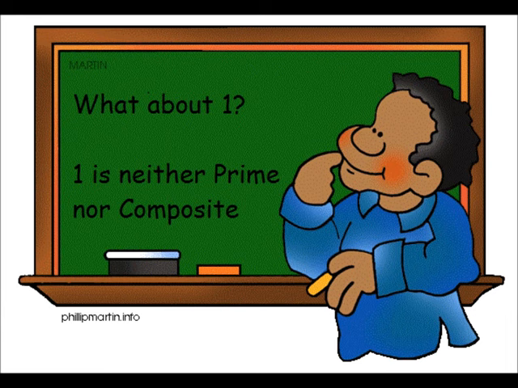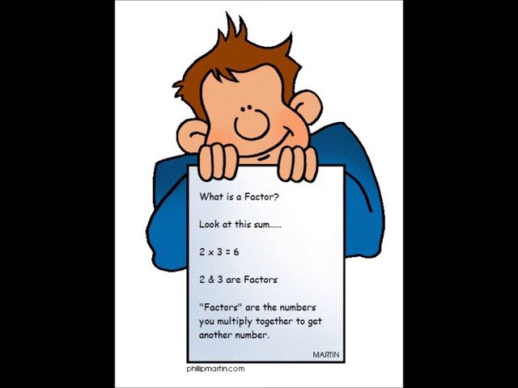What about the number 1? 1 is neither a prime nor a composite number. What is a factor? Look at this sum. 2 times 3 equals 6. The numbers 2 and 3 are factors. Factors are the numbers you multiply together to get another number.